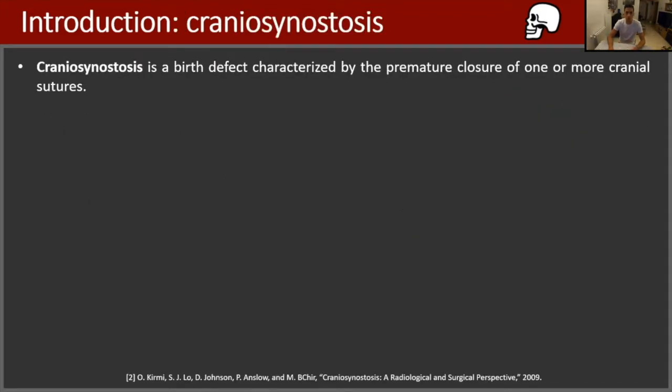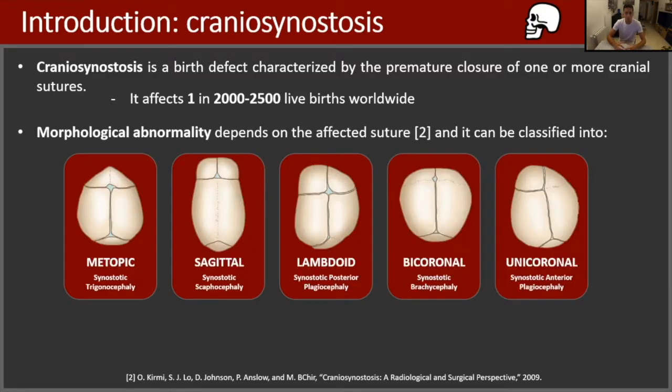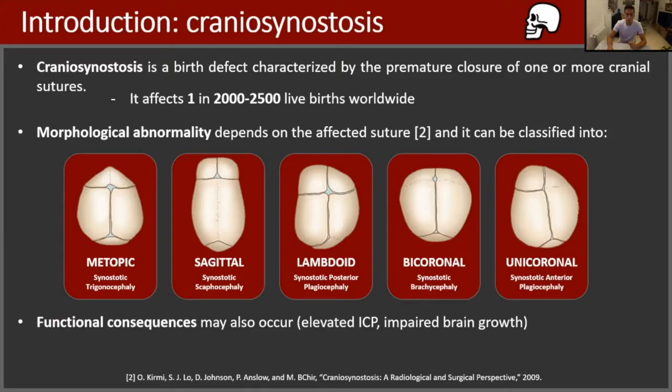Then craniosynostosis occurs. Craniosynostosis is defined as a birth defect which is characterized by the premature closure of one or more cranial sutures. This condition affects 1 in every 2,000 live births worldwide, and the fusion of the sutures leads to morphological abnormalities due to the restriction of the growth vectors, which can be classified according to the affected sutures. Apart from the morphological abnormalities, functional consequences can also occur, such as elevated intracranial pressure or impaired brain growth.